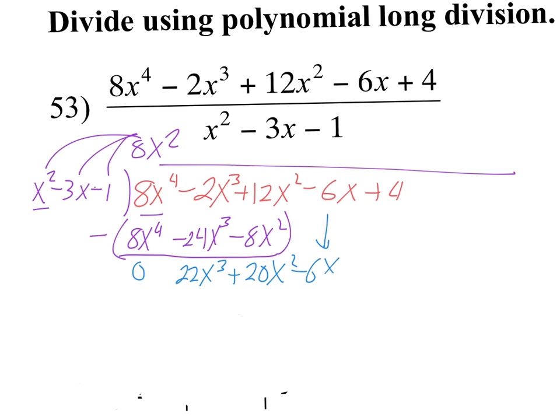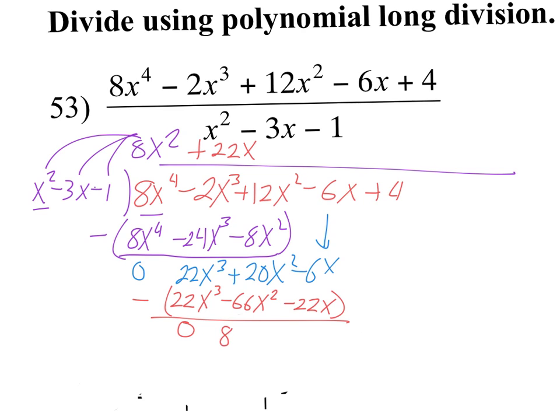To get from x squared to 22x to the third, that's going to be plus 22x. Multiply this down. We end up at 22x to the third minus 66x squared and minus 22x. When I go and subtract, I get 0. I get positive 86x squared, and I get positive 16x. Bring down my 4.